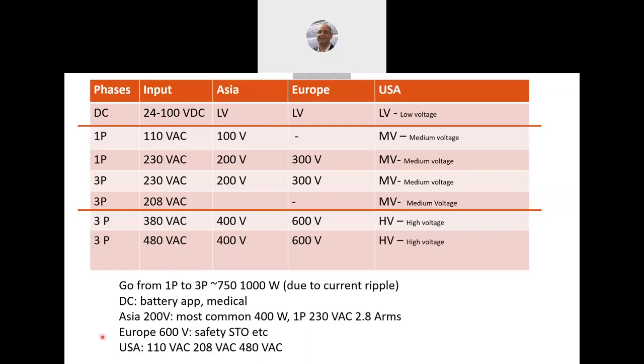In USA, you will find 110 volt AC, 208 volt AC, and 480 volt AC. So if you probably during your life heard either 100, 300, 600, this table tells you where you are, if you are low voltage, medium voltage, or high voltage.